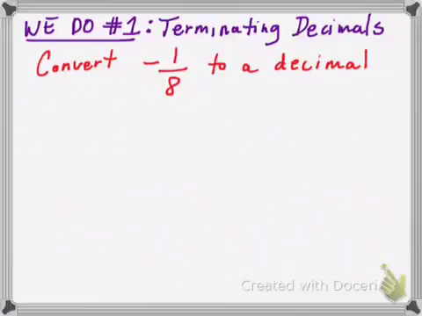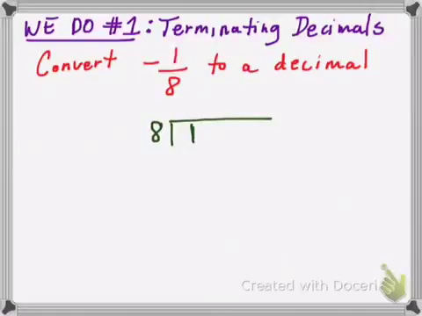So this is we-do number 1, an example of terminating decimals. Remember, a terminating decimal is a decimal that ends. So let's convert negative 1/8 to a decimal. First, remember that the fraction bar means that we should divide. So if we set it up underneath, the numerator is always going to go on the inside. And don't worry about that negative symbol just yet, because we'll put that on at the end once we're done dividing. So the numerator goes inside, denominator goes outside, and then we just divide.